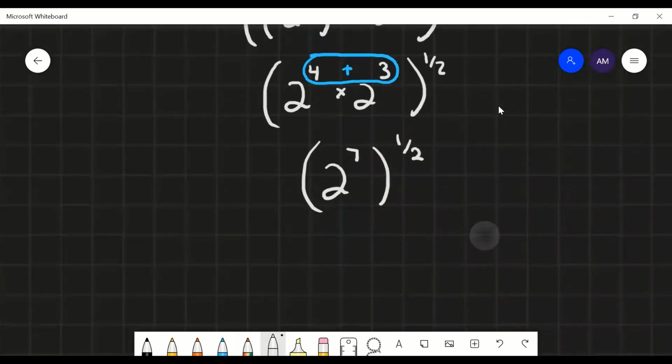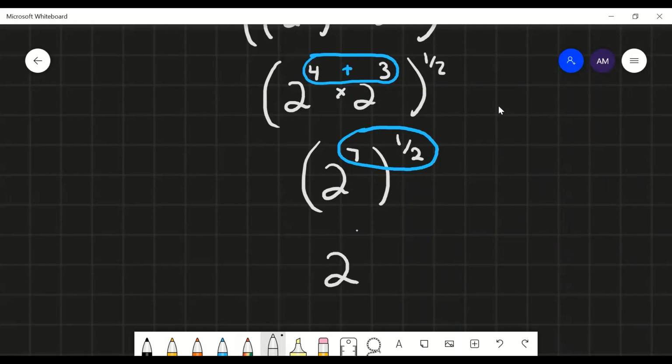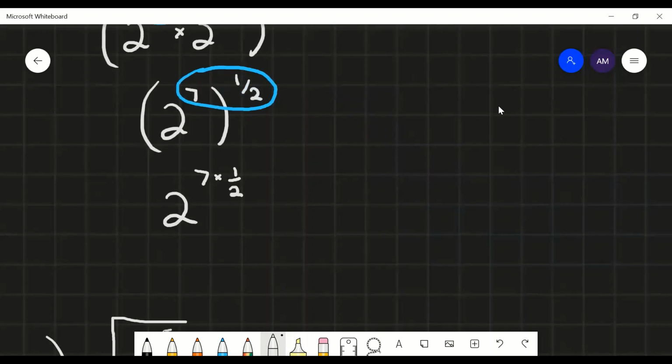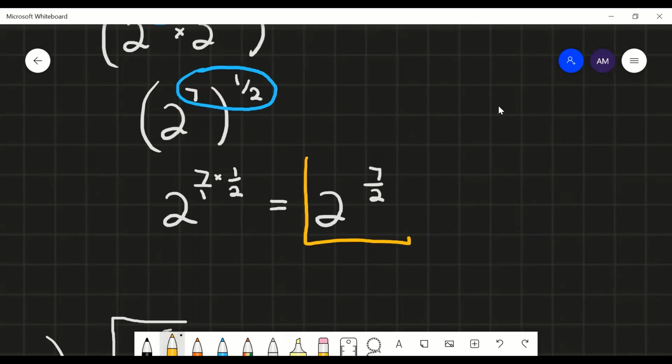So lastly, if you recall, this makes another multiplication because it's separated by a set of brackets. So this would be 2 to the power of 7 times 1/2. And if you recall in our first video, which was on the multiplication of fractions, we would have to change the 7 to be a 7 over 1. And then we multiply the two numerators together. So 7 times 1 is 7. And then we multiply all the denominators together. So 1 times 2 is 2. And this would be our final answer.